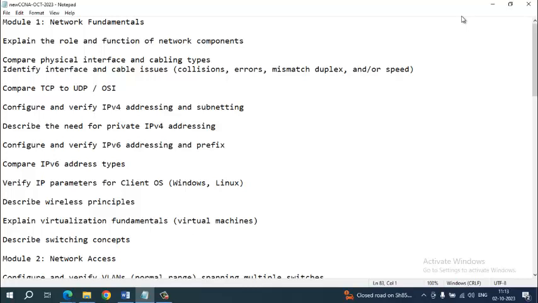So this is part of CCNA, and the data center will be different. That is separate. We have to finish this first.